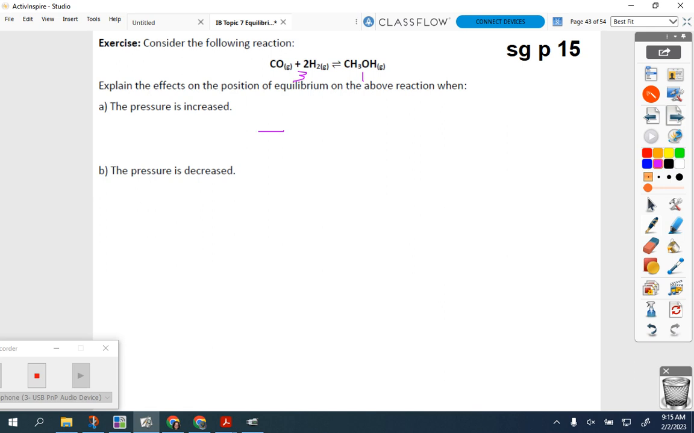If we increase the pressure, it's going to want to relieve that pressure by having as few particles, as few moles of gas as possible. So it's going to drive it to the right. If the pressure is decreased, it's going to drive it to the left.